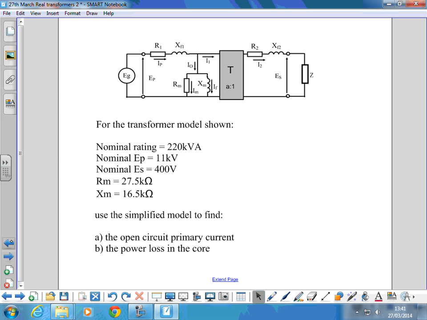What is the full load current for that transformer, primary side? How do you get it? S over EP, yeah? So 220,000 over 11,000 is 20 amps. So a primary side current of 20 amps, and that's drawing less than an amp when it's open circuit. So less than a fifth.